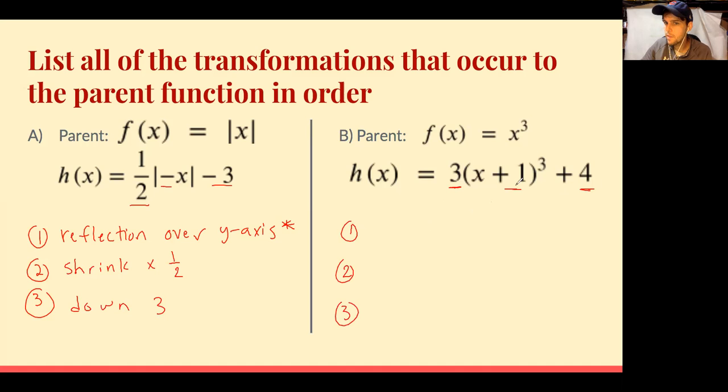So looking at it here, the very first thing I would do when I put in something for x would be to add 1, which is actually a movement to the left of 1. Then I would cube it, which is just our regular parent function, so that's nothing. Then there's a stretch. That multiplication by 3 represents a stretch by a factor of 3. Everything's getting pulled from the axis. And then finally, plus 4 on the end, that's actually going to be moving the graph up 4.